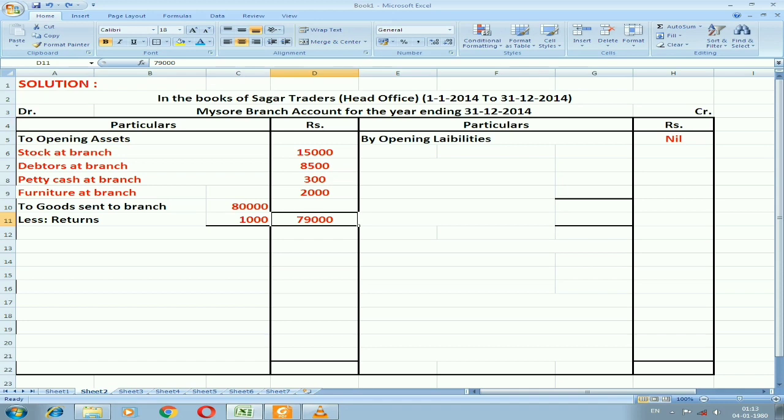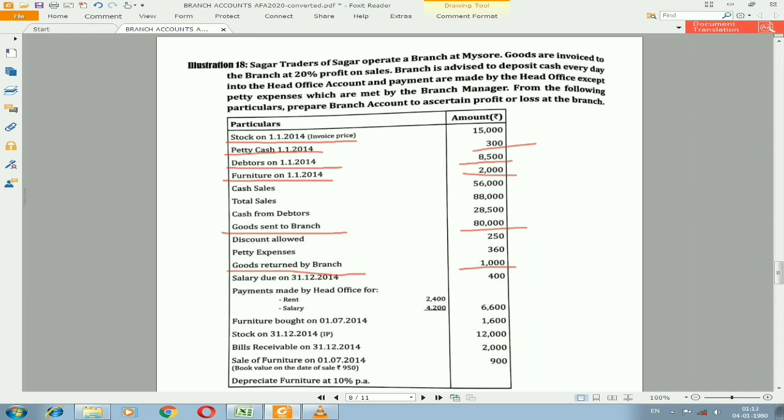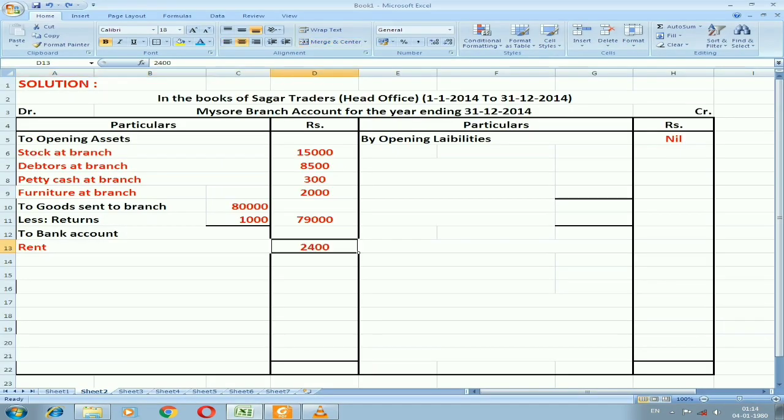Then we need to record the bank account, whatever the expenditure which will be made by branch. For that, if the head office sends money, that will be recorded. First, we are supposed to take payment made by the head office for rent and salary. This is the expenditure which will be sent by the head office in order to meet expenditure for branch. That we are going to take 2,400 as well as 4,200.